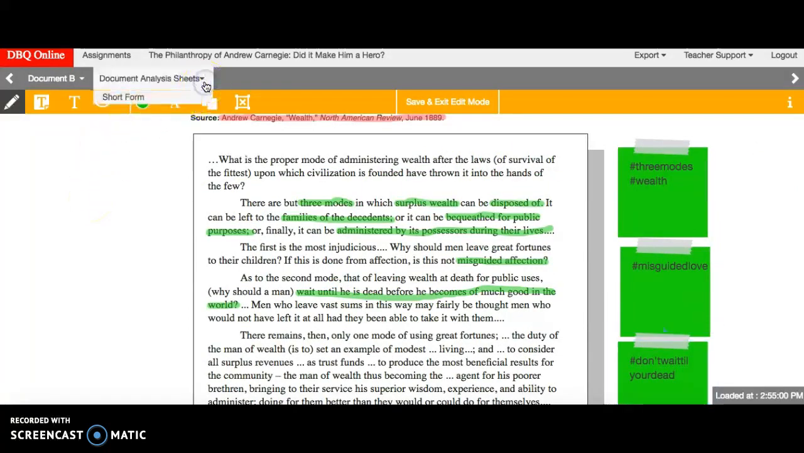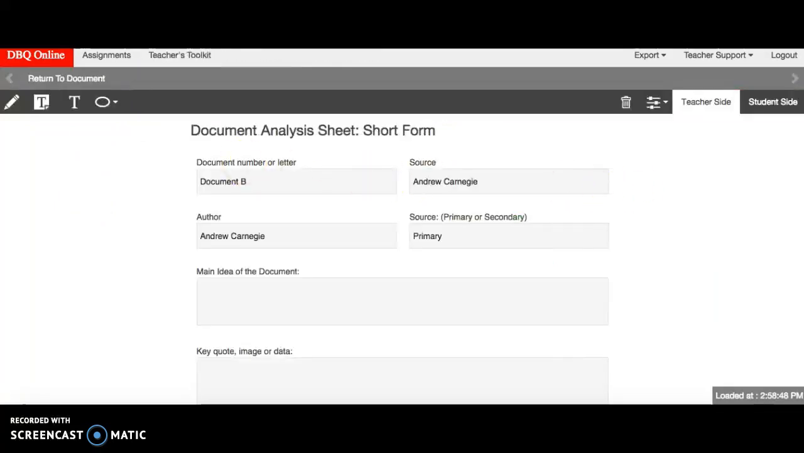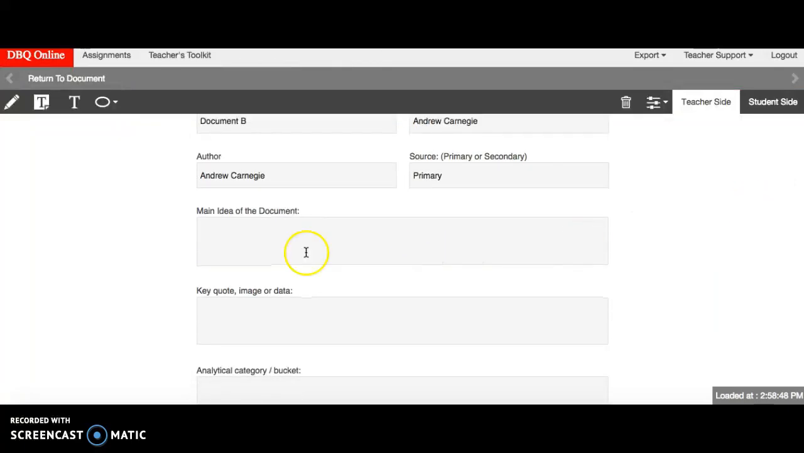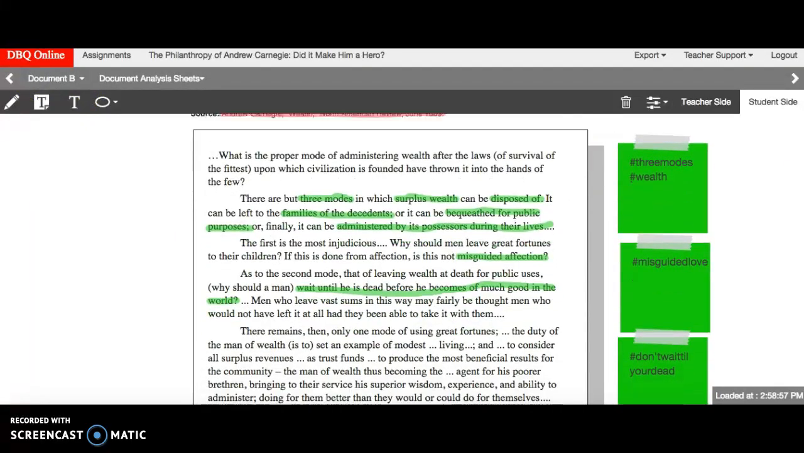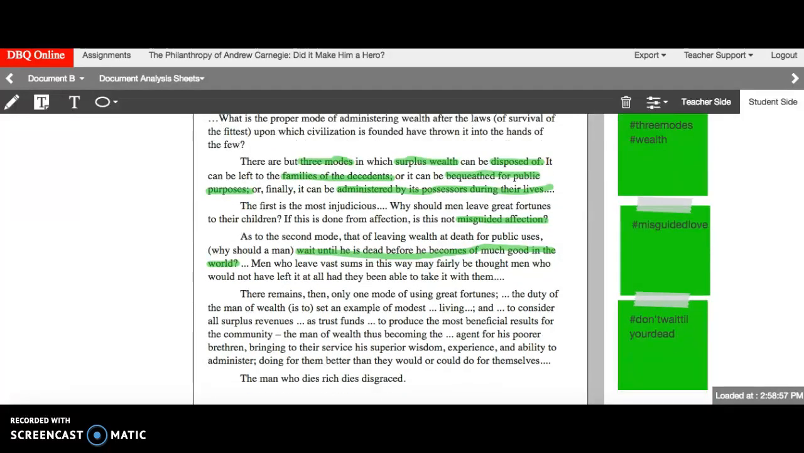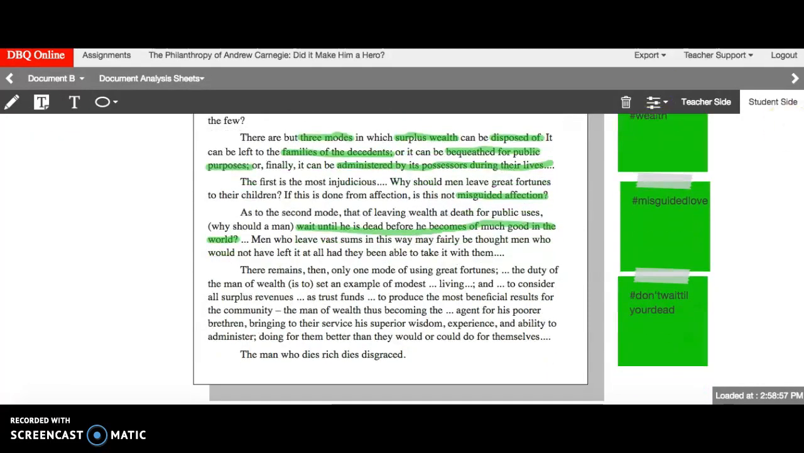So let's jump back over here to our document analysis sheet that we started with. So main idea. To come up with the main idea, maybe you look at your hashtags and think about them. So three modes of getting rid of wealth: leave it to your family, give it to the public, and do it while you're alive. He says if you give it to your children, that might be misguided love or misguided affection. And he says don't wait until you're dead.